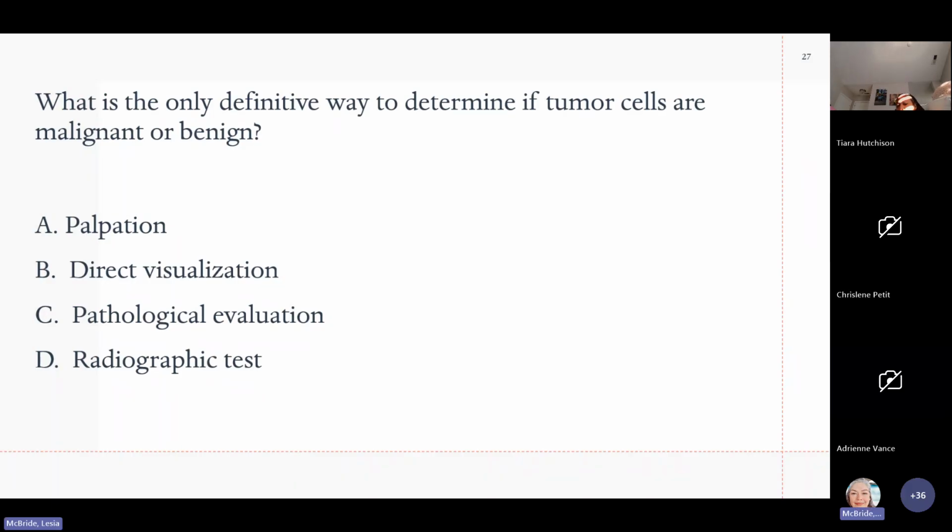It is C, pathological evaluation. We're going to send those tumor cells and have the pathologist take a look at it and see. They are so expert. It's quite amazing.